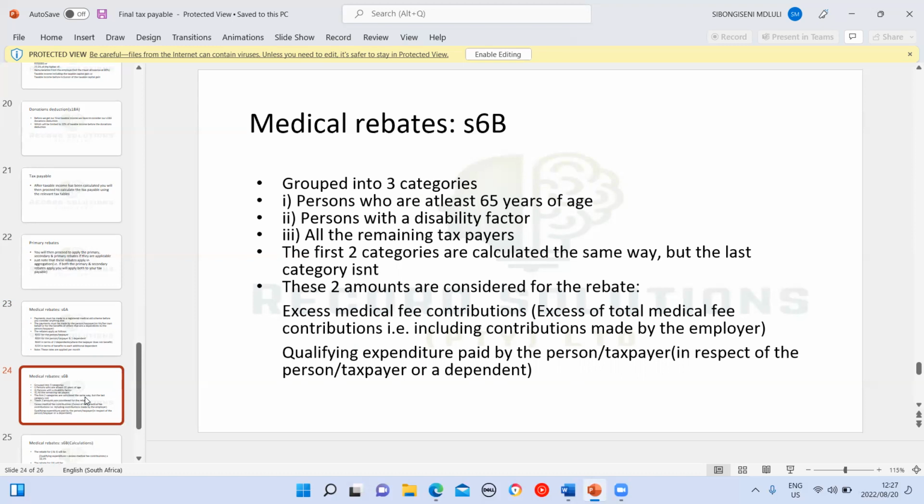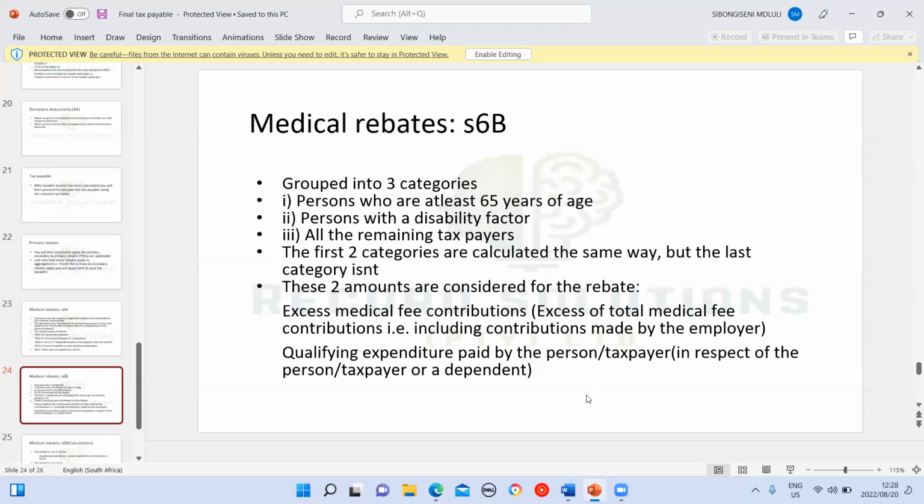Then these are the two amounts that are considered for this section 6B rebate. You'll consider the excess medical fee contributions, which are the excess of the total medical fee contributions, including contributions made by the employer. This will be made more clear when I do the question. Now, you also have to consider qualifying expenditure. So you'll aggregate these two for your medical rebate in terms of section 6B. But I'll further show you the detailed calculation on the next slide.